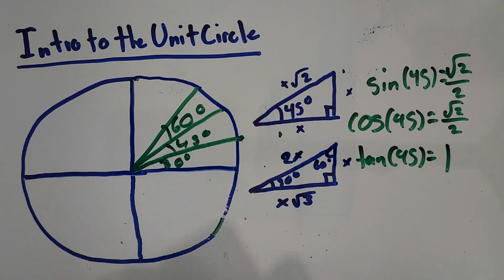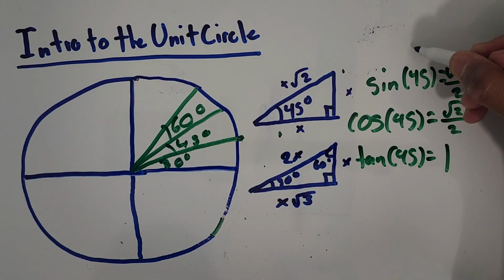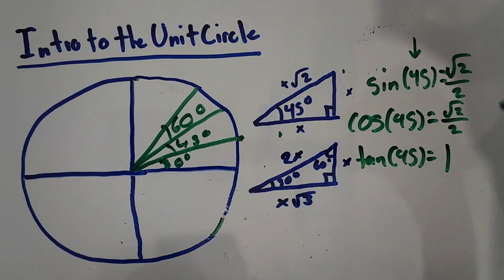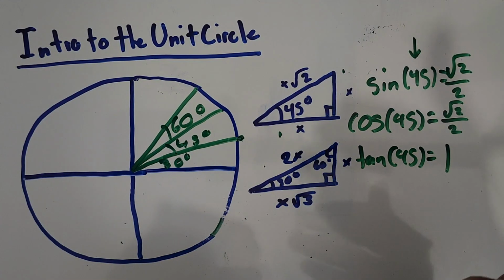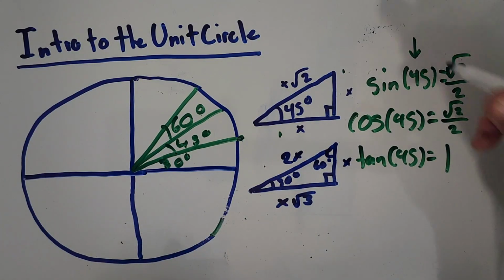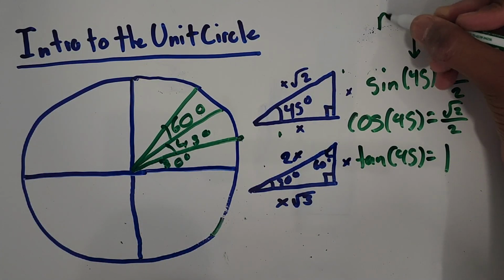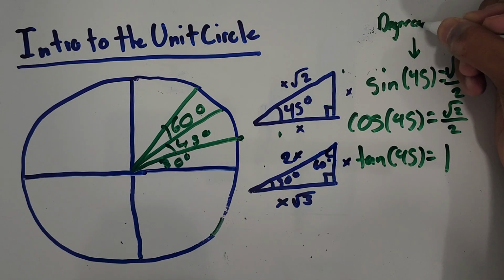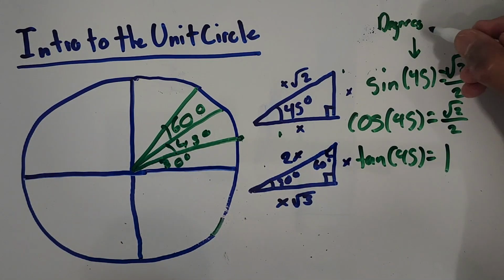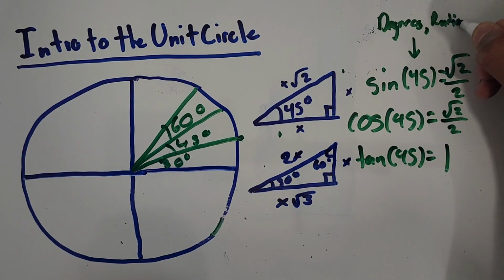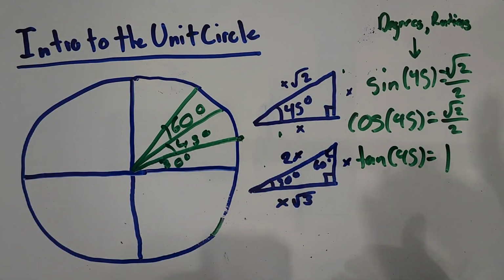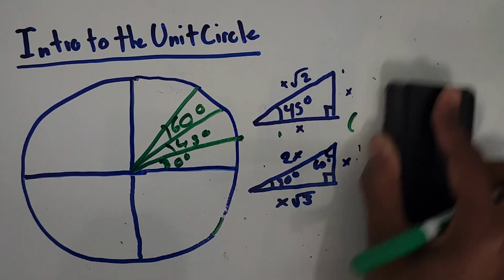So now that we have that covered, look at how we have this written. There are 2 ways of writing this. We have degrees, which is the way I just wrote it, and we also have radians, which is in terms of pi. So I'm going to label this circle in terms of radians, and then we'll go over how we can identify certain degrees and radians.